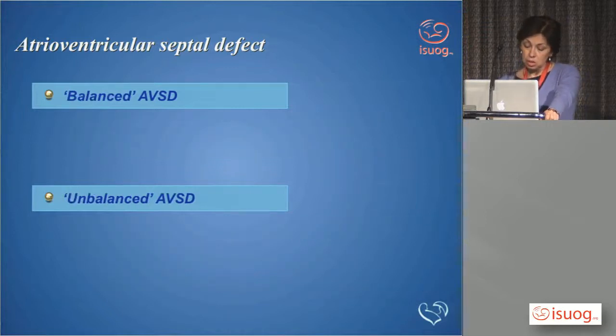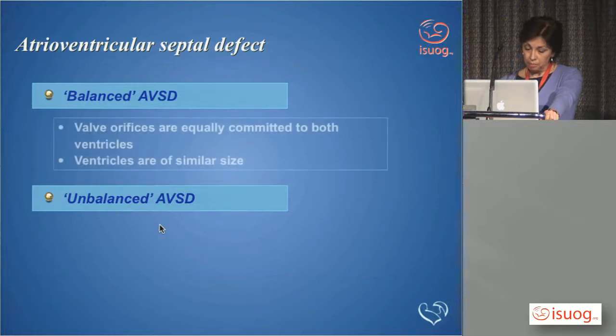Another good differentiation is to see if the defect is balanced or unbalanced, because that will dictate a lot of the counseling. The balanced AVSDs normally go through biventricular or two-ventricle repair, while unbalanced AVSD, sometimes that's a difficult decision, but a lot of them will go down a univentricular palliation rather than two-ventricle repair.